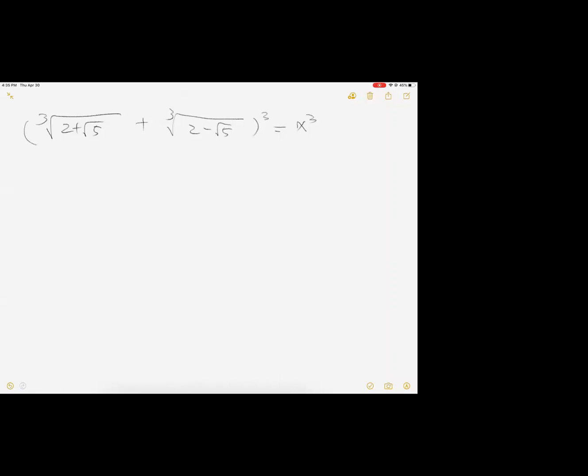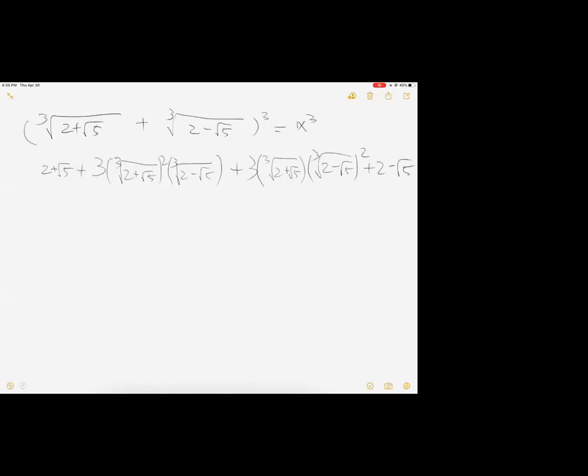And then I got 2 plus square root of 5, plus 3 times the cube root of (2 plus square root of 5) squared times the cube root of (2 minus square root of 5), plus 3 times the cube root of (2 plus square root of 5) times the cube root of (2 minus square root of 5) squared, plus 2 minus square root of 5, correct? Yeah. Okay.